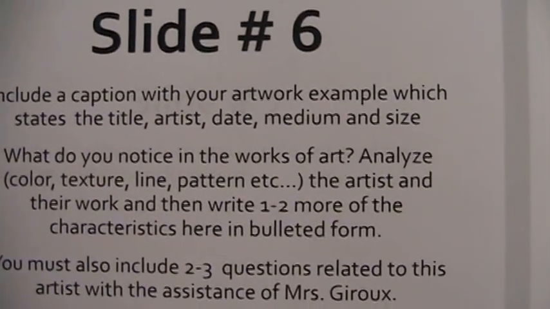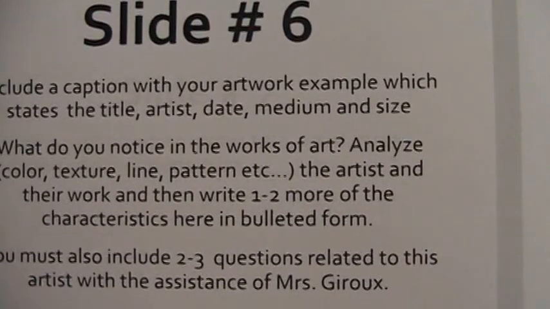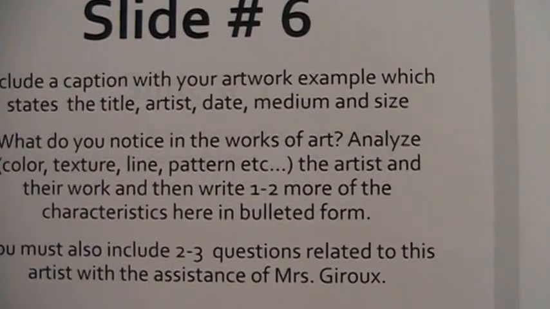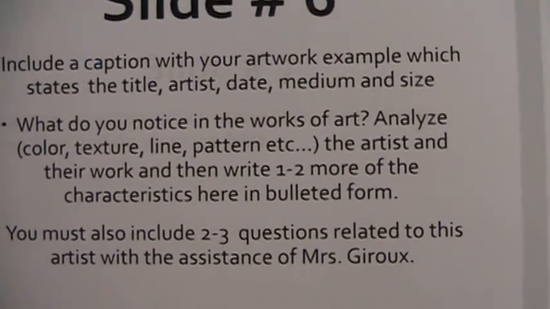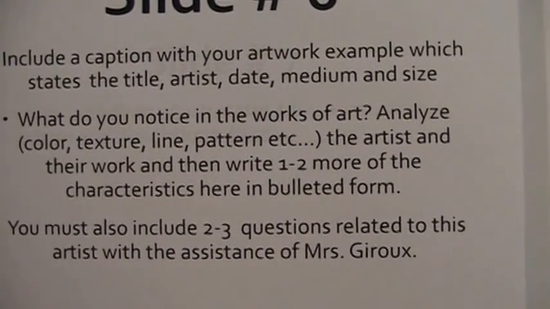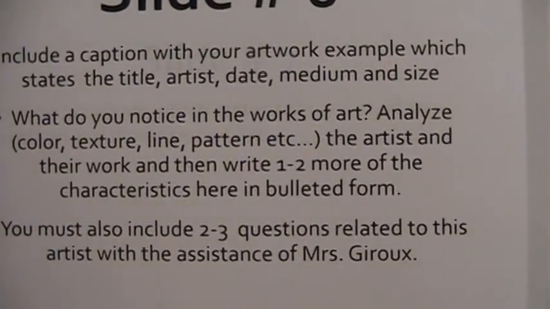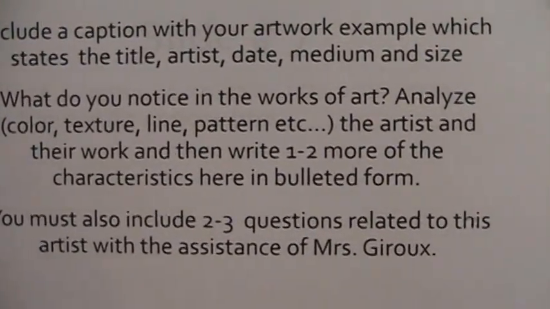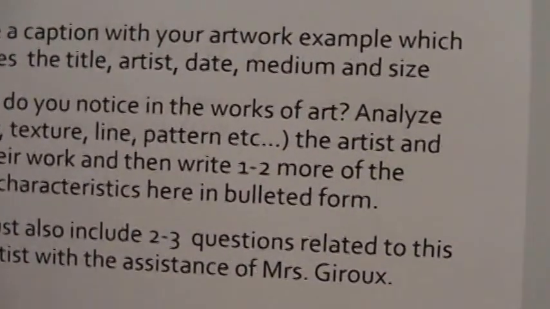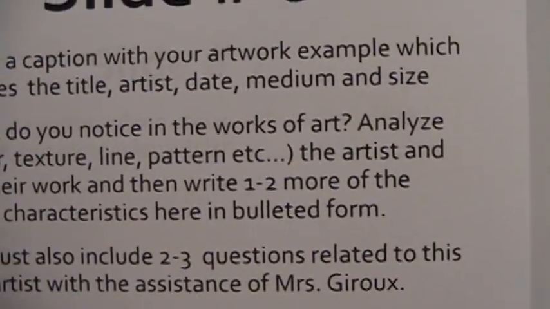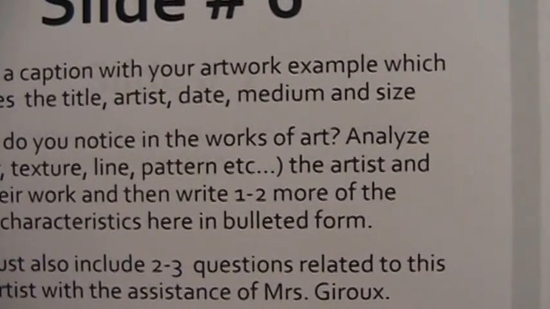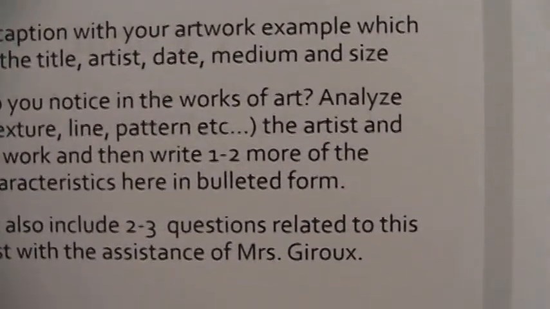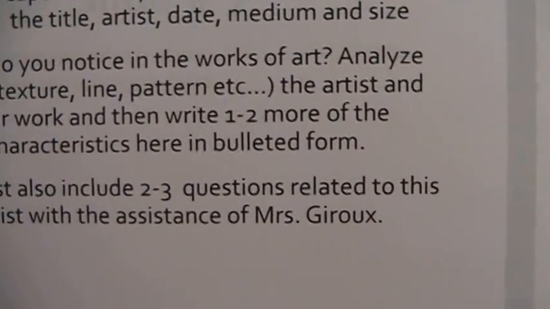And on slide 6, you're going to also add, what do you notice in the work of art? You're going to use your analyzation skills. You're going to use your knowledge of the elements of art that we've talked about already, such as color. What types of color does this artist use? Do you see similarities? Are there lines? What type of lines are there? So you described it in your description, but now you're analyzing it. How did the artist use these elements? And you're going to write 1 or 2 more characteristics of the artwork.